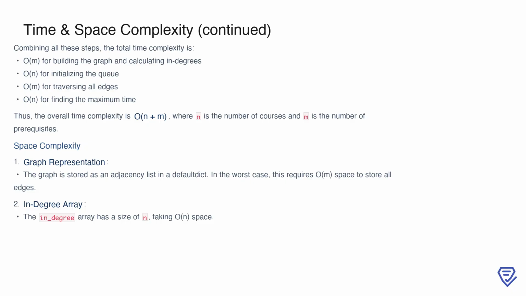Now, considering the space complexity, the graph is stored as an adjacency list, which requires O(m) space to store all edges in the worst case. We also use an in_degree array, which has a size of n, taking O(n) space. These components contribute to the overall space usage.